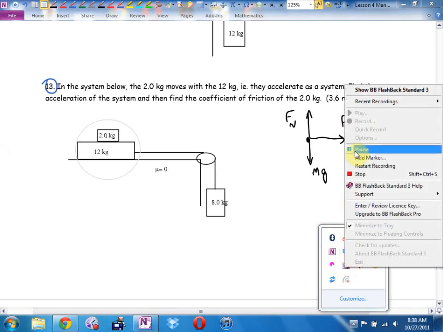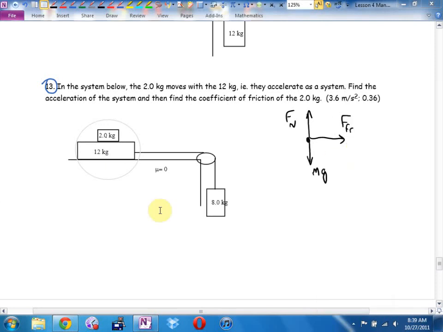Pausing. Is that okay so far? Who's winning? Think about it. Who's the only possible winner? Friction. Loser? None. My equation's going to be for mass 2, friction equals MA. Which A? The A that you found, the 3.6?